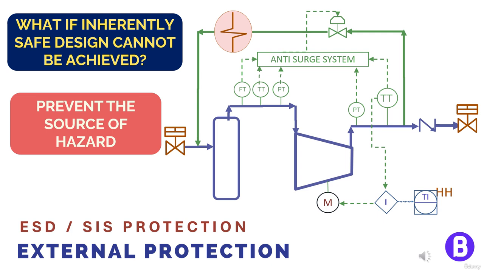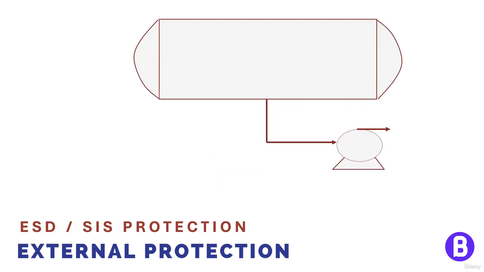Here, the source of hazard, which is the compressor running, shall be prevented from increasing the gas temperature by stopping the source. So the compressor is no more running, hence the temperature cannot be increased anymore. This can be applied to many examples.